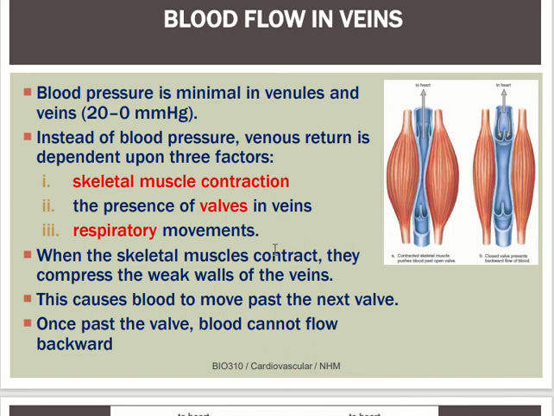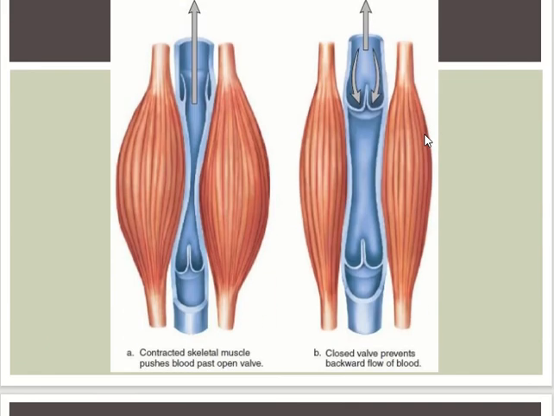So when the skeletal muscle contracts, as you can see here, they will compress the weak wall of the vein, and it will cause the blood to move past to the next valve. And then once it passes the valve of the vein, the blood cannot flow back. Okay, this one.